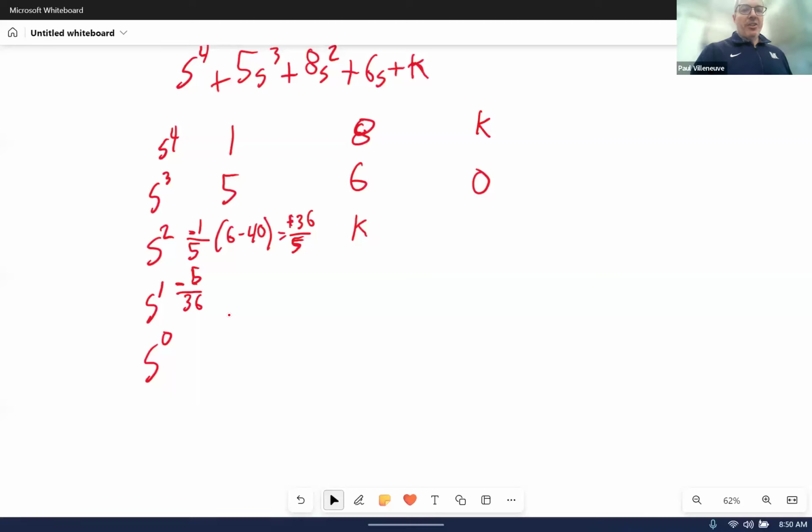So now I'm going to do the determinant. So I have 5K minus 6 times 34, which is 204. Okay, sorry, I had a typo. Why did I say 36 when it's 34?